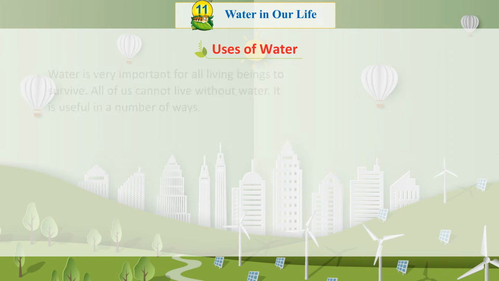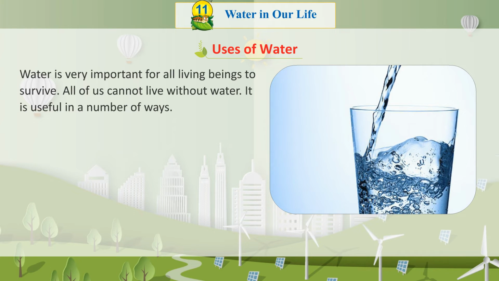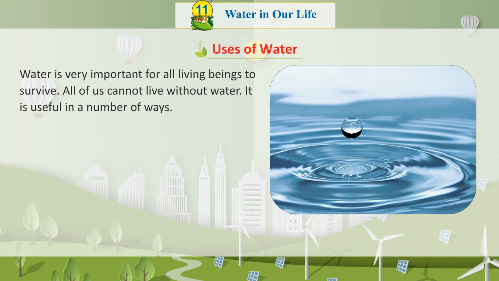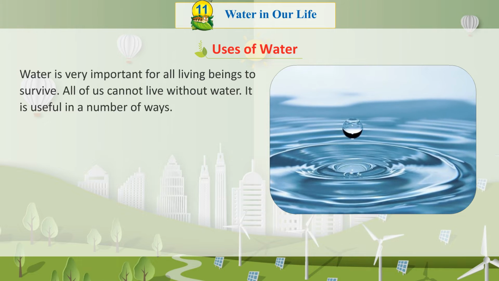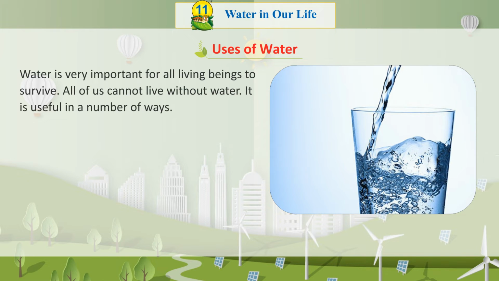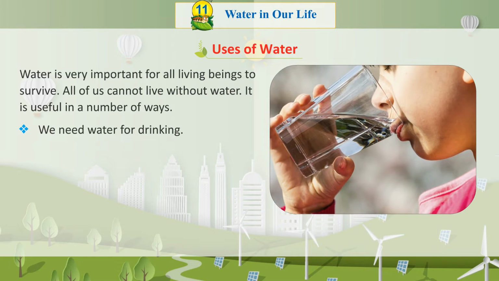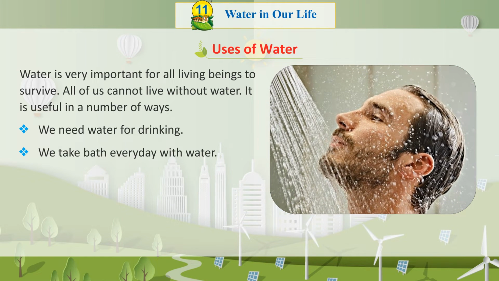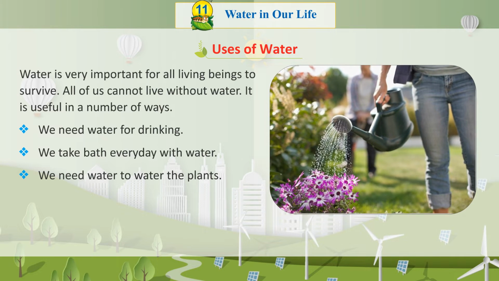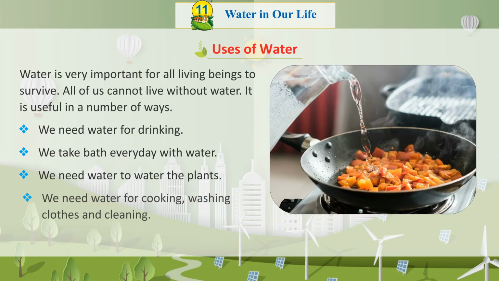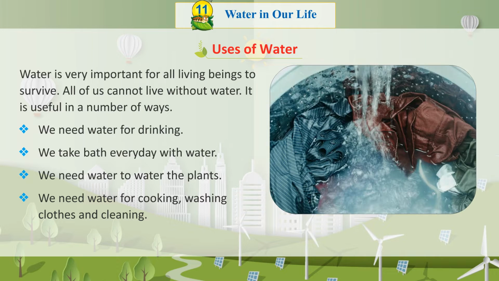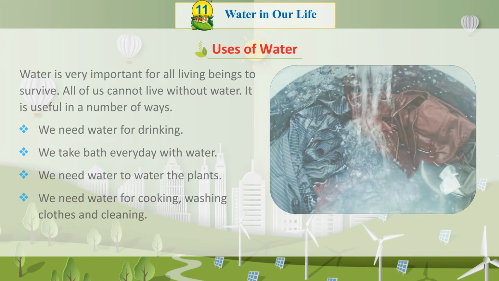Uses of water. Water is very important for all living beings to survive. All of us cannot live without water. It is useful in a number of ways. We need water for drinking. We take a bath every day with water. We need water to water the plants. We need water for cooking, washing clothes, and cleaning.